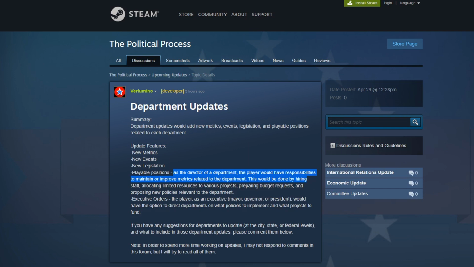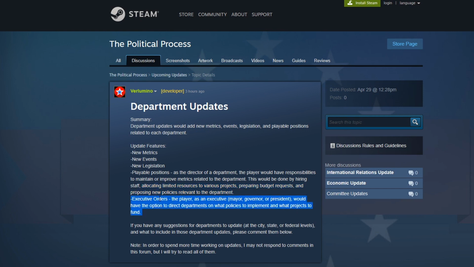This could be done by hiring staff, allocating limited resources, such as the funding that you get from the president's budget, from the final budget that you get at the end of the year or in the beginning of the year, allocating limited resources to various projects, preparing budget requests, and proposing new policies relevant to the department.